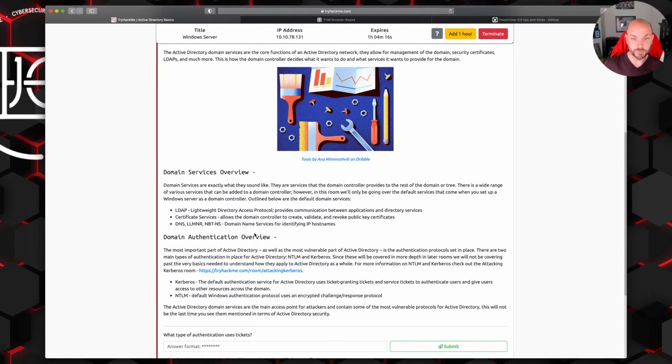Certificate services. If you're going to be running a certificate authority within your environment and you want to create, validate, and revoke different types of certs, that's another type of domain service you can do. There are other types of naming services covered here, DNS being the one that you're probably most familiar with.